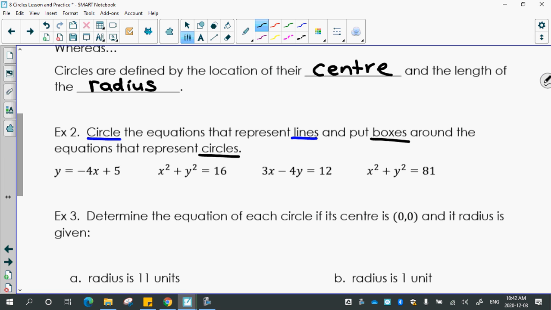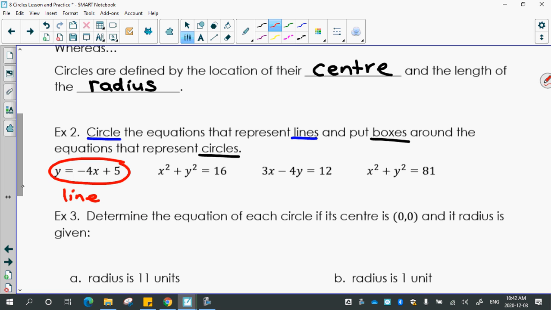Okay, who thinks they know whether the first one is a line or a circle? Yep, it's a line. Good. So it's a line, and we were supposed to put circles around the line, right? There we go. And why did you know it was a line? Right, so it's in the form y equals mx plus b. Good. How about the next one?